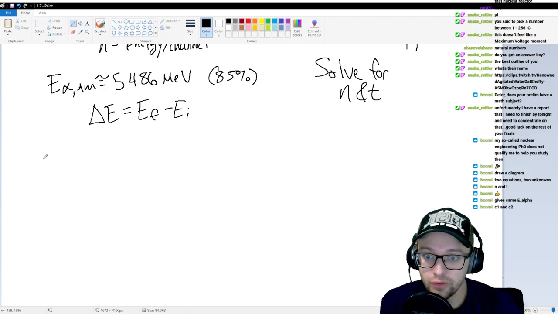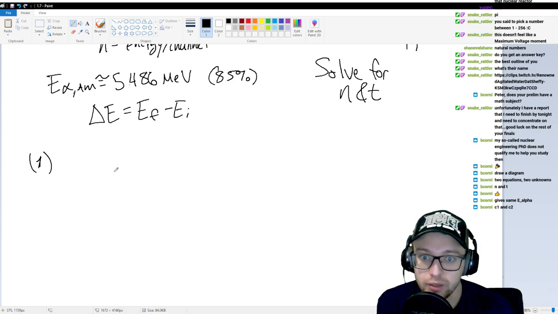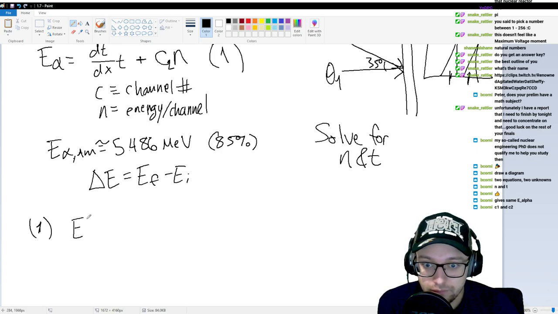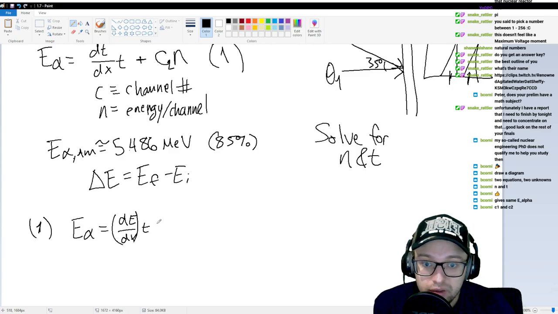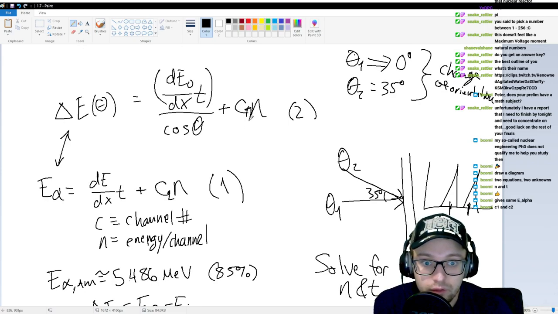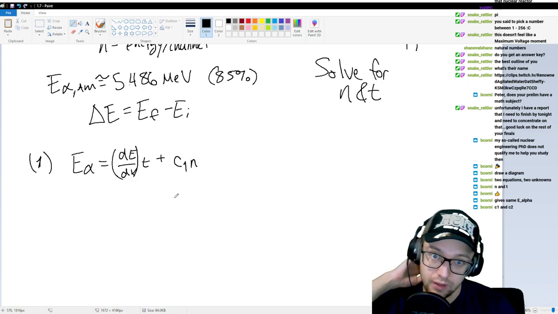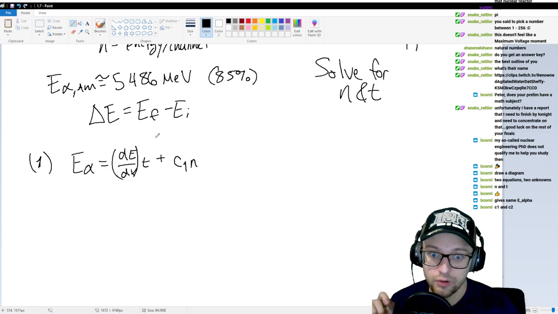So our equations are basically, we'll just write them down again, to be consistent. E alpha equals dE/dx times T plus C. We're going to change this one to C1, by the way, for the sake of consistency. Okay, so we have that, and then we have equation 2.